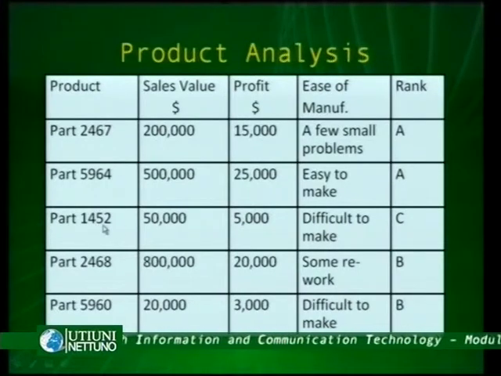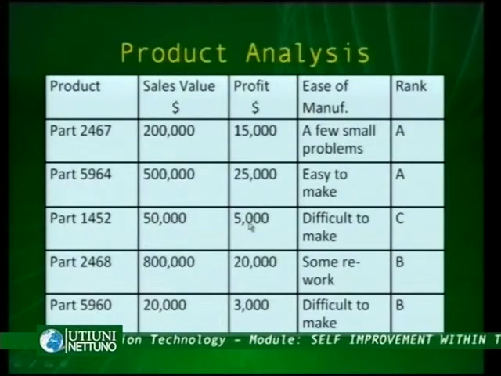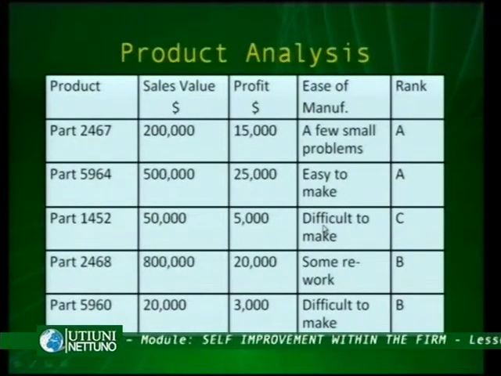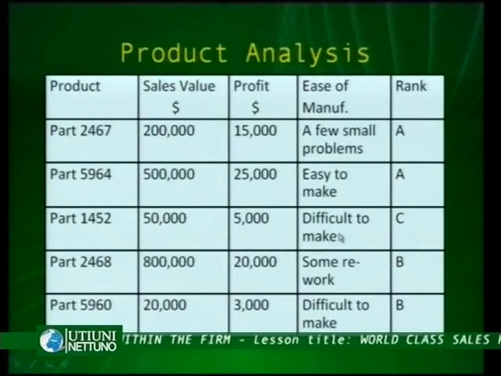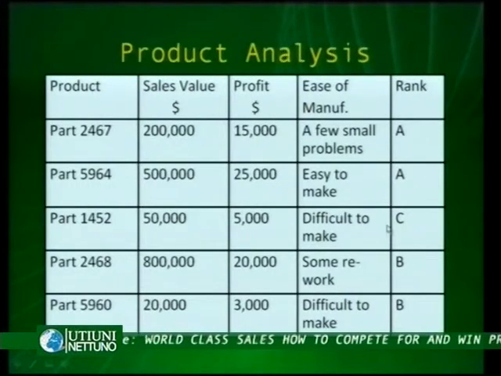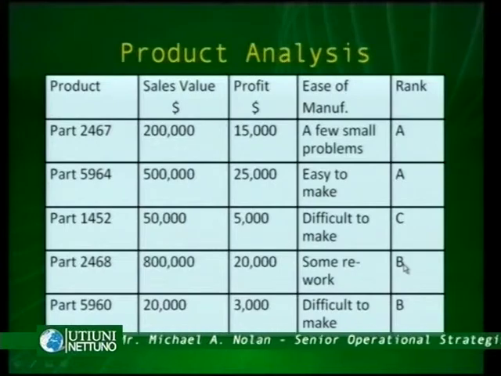Part 1452, $50,000, a lot less sales, $5,000, good profit, but difficult to make. So we've put it down as a C because of the low volume and because of the difficulty to make. If you overcame these difficulties to make, it might go up to a B or even an A. Part 2468, $800,000, big volume, $20,000 profit, quite small, some rework required, so we put it down as a B. There are quality issues here, which is affecting the reputation, so you need to look at that more closely.